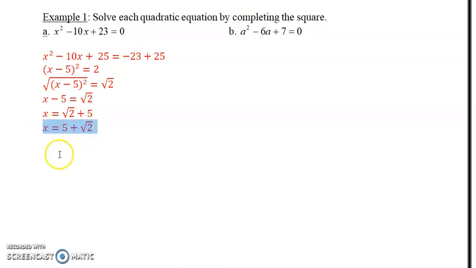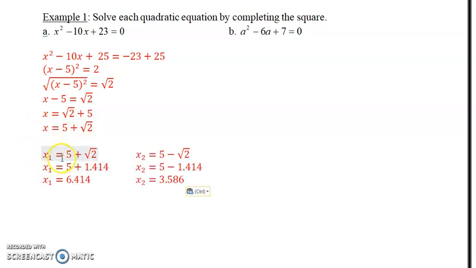The reason I'm going to do that is because when we take the square root of 2, that can be two possible values. As you're aware, a quadratic will end up giving you two values, of course. So I'll show you what this looks like. Now I'm going to split it into two x values. So now I have x one is equal to 5 plus the square root of 2, and x two is equal to 5 minus the square root of 2.